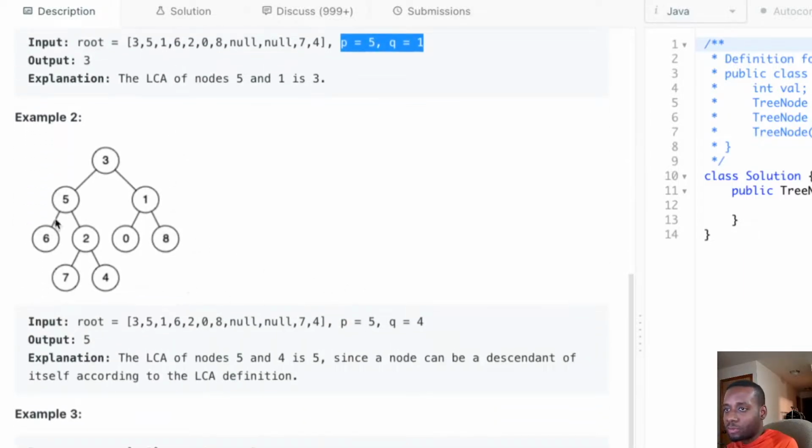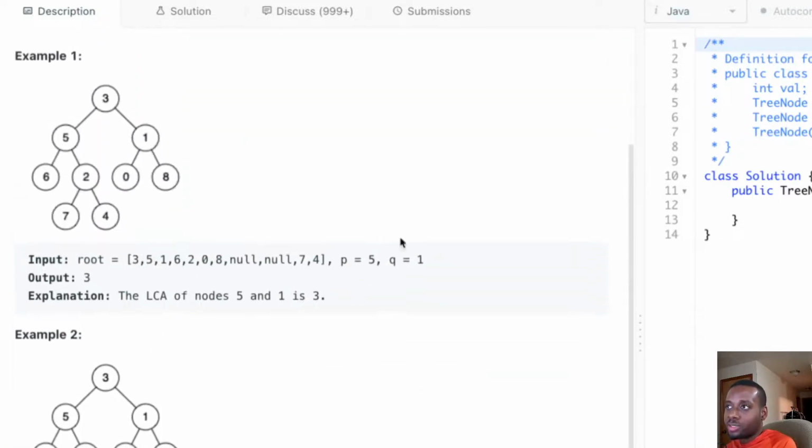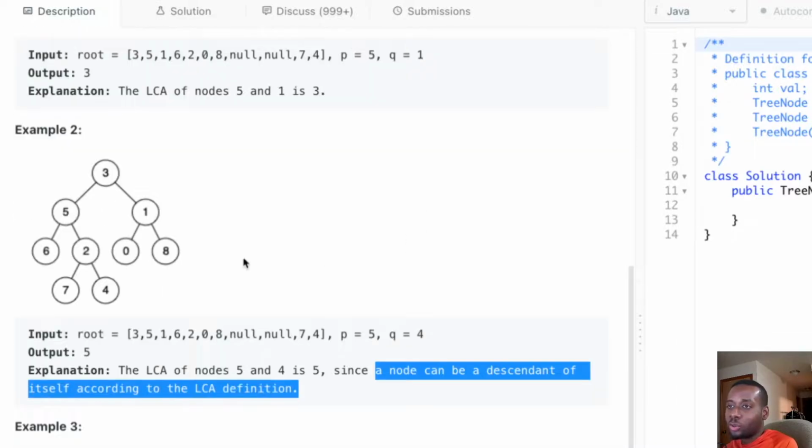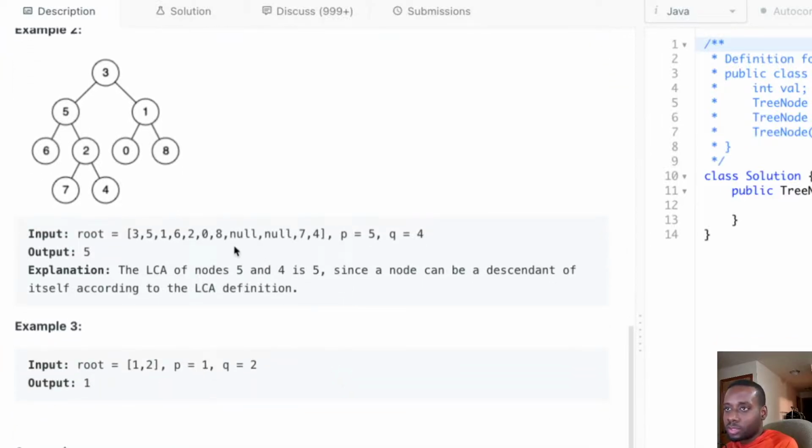And this one, 5 and 4. The lowest common ancestor is 5, guys, because it says a node can be a descendant of itself, according to the definition. So you're probably saying, well, how can 5 be the lowest common ancestor? But it tells us we're allowed: a node can be a descendant of itself. So because they have 5 and 4 in common, 5 can be the lowest common ancestor.